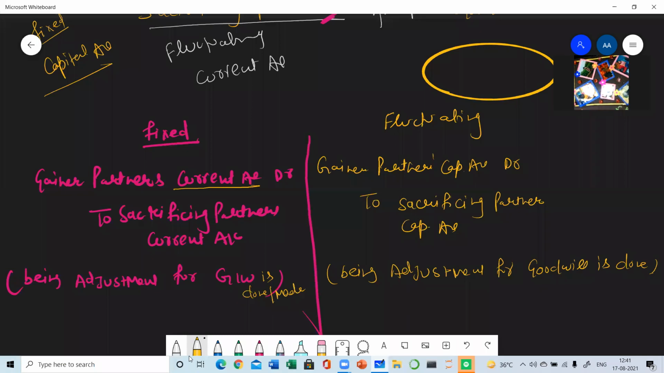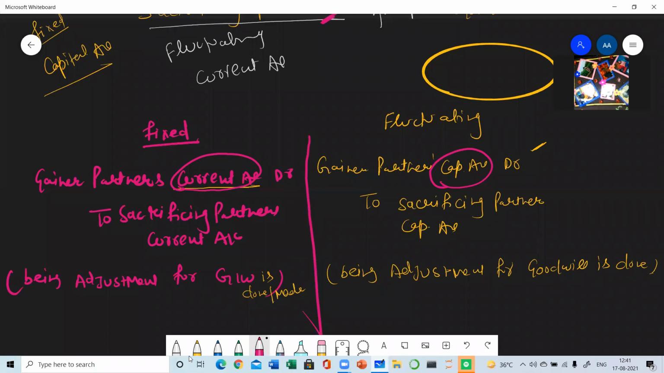If the question is silent about the nature of capital, you pass the capital account entry. You will pass the entry through current account only when it is very clearly mentioned in the question that the capitals are fixed. If the question is silent about the nature of capital, you will assume it as fluctuating capital, not fixed capital.